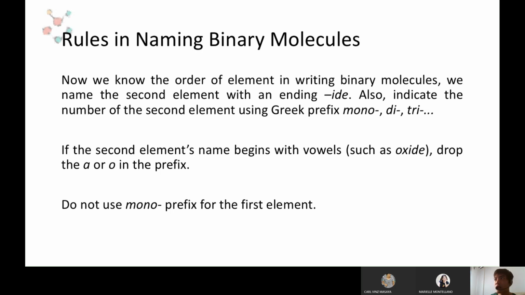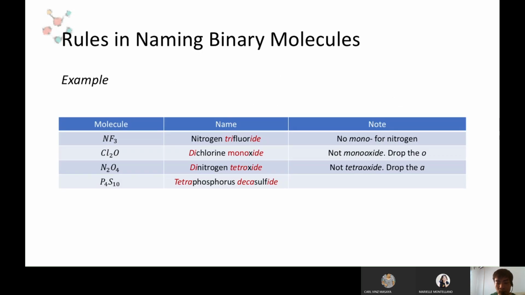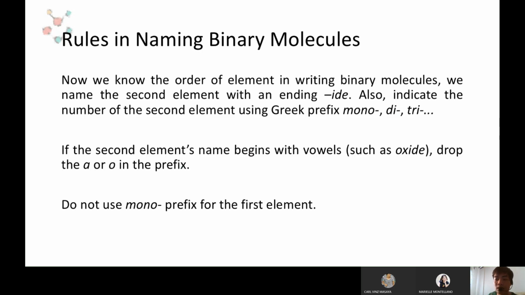Okay, so when we name binary molecules, it will just follow the ideas of ionic compounds. But take note, it is not an ionic compound. The naming of our binary molecules follows these rules. The second element, you replace its ending with the suffix -ide. Then you indicate the number of the second element using the Greek prefixes mono, di, tri, and so on and so forth. Later we will practice that.